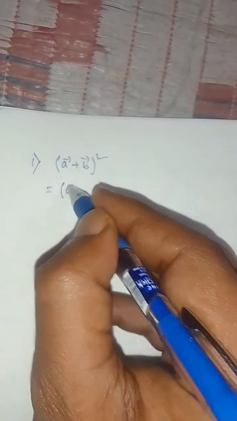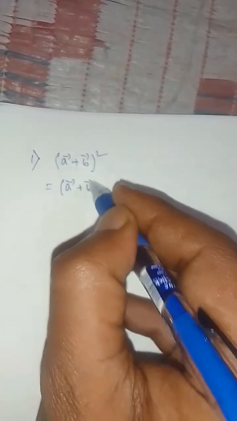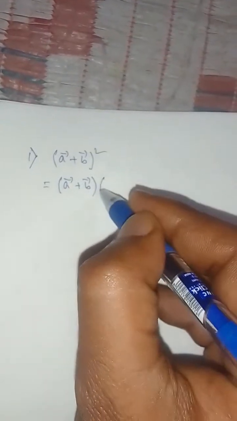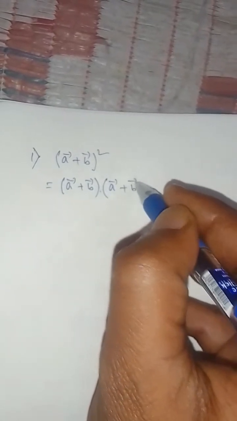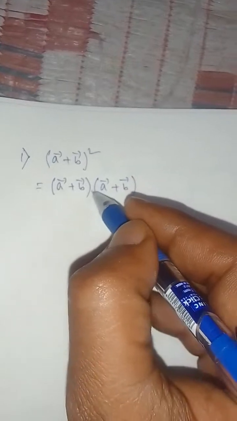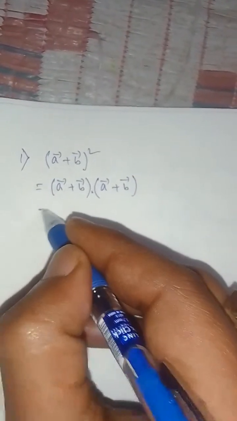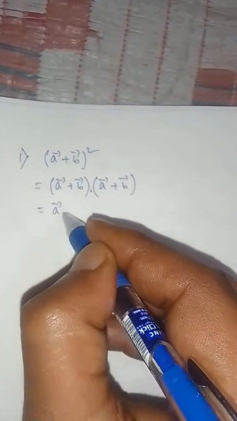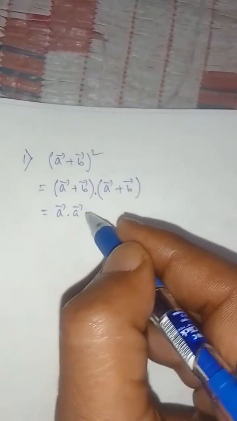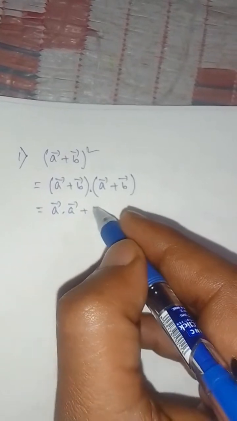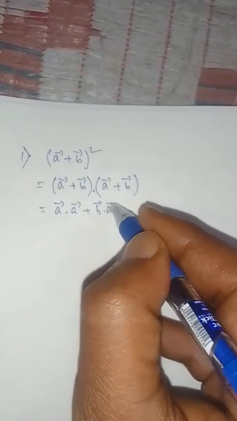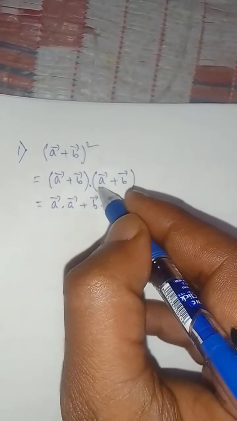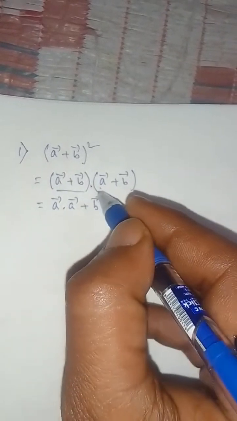So we will write down this in this way: a vector plus b vector multiply a vector plus b vector. Here, a vector multiply a vector plus b vector multiply a vector, multiplying a plus b vector with a vector.